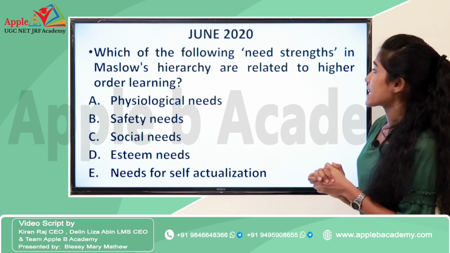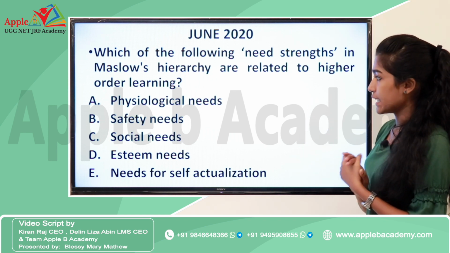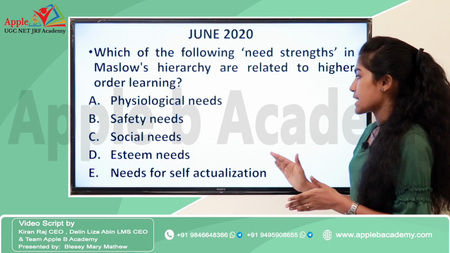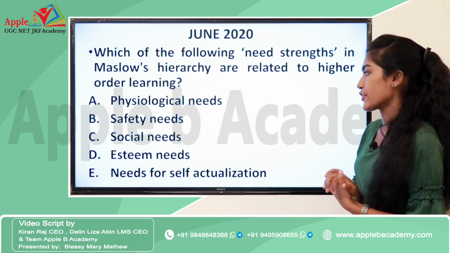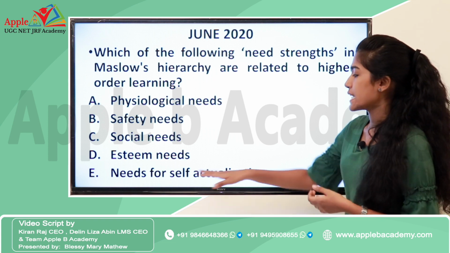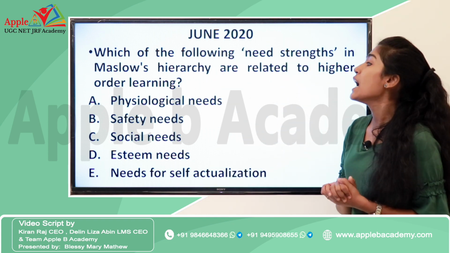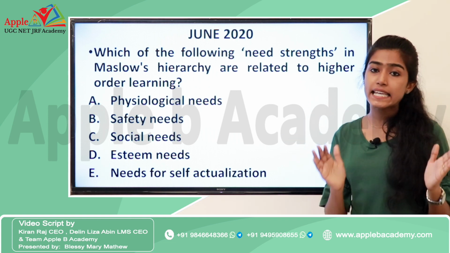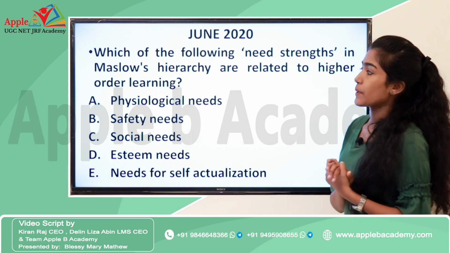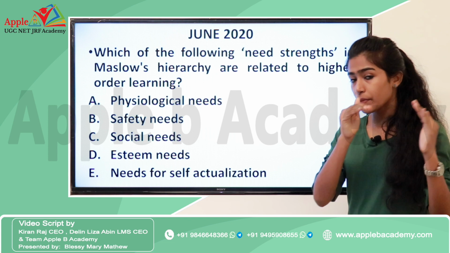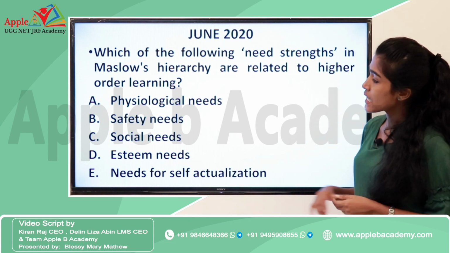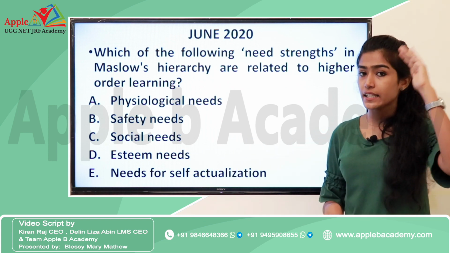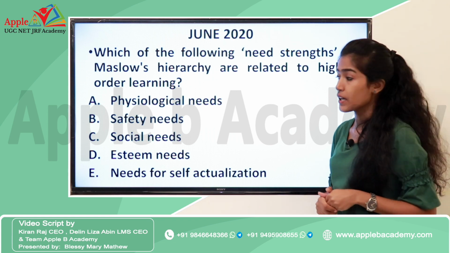Which of the following need strengths in Maslow's hierarchy are related to higher order learning? If you consider the options, you have physiological needs, safety needs, social needs, esteem needs, and finally needs for self-actualization. So, from the options you can say that needs for self-actualization is the highest level or order in the hierarchy of needs which was proposed by Maslow, and before that comes the esteem needs, right. So, esteem needs and needs for self-actualization come at the highest level in Maslow's hierarchy of needs.